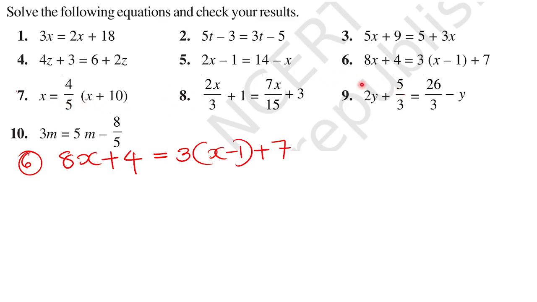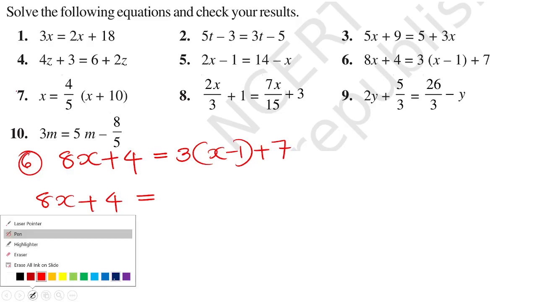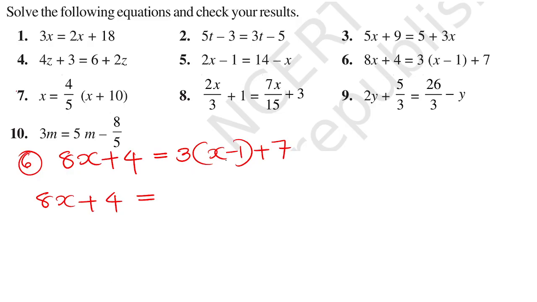So let me discuss this one. On the right side, can I simplify? Yes, I can simplify the right side. 8x plus 4 is equal to, how will you simplify this? You studied last year, if there is a bracket, you can open it. It means multiplication. 3 into x minus 1. If there is a bracket, you have to open it. Opening the bracket is very, very important.